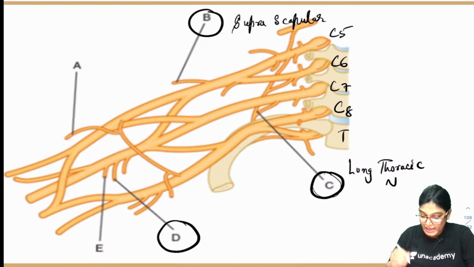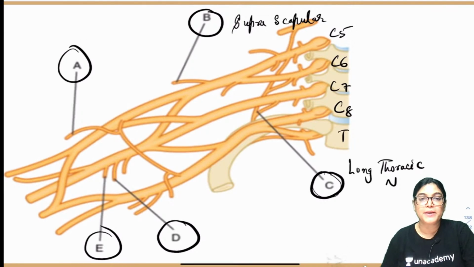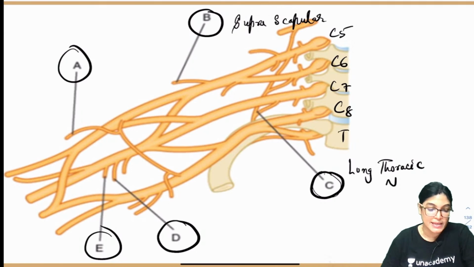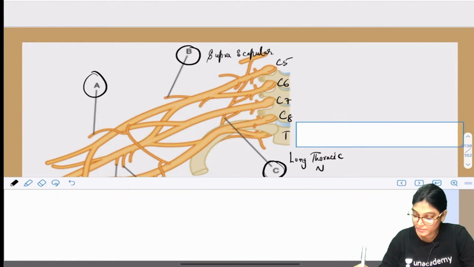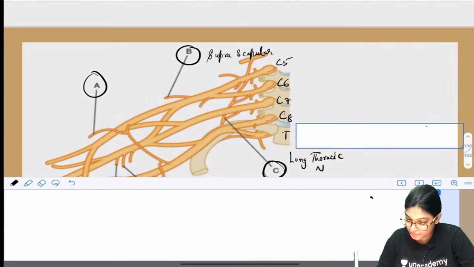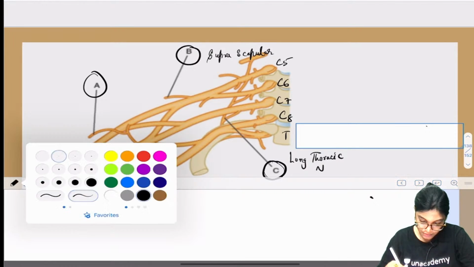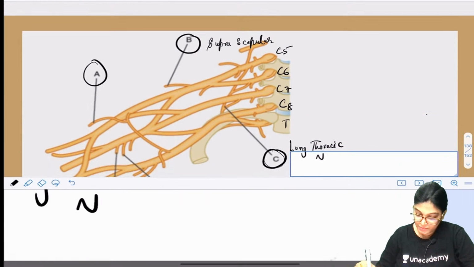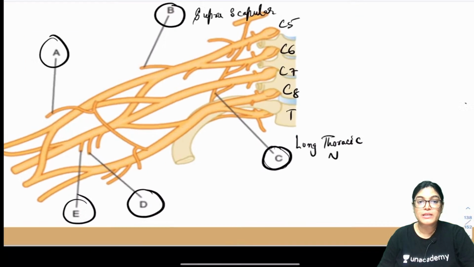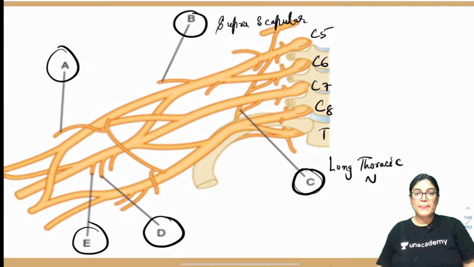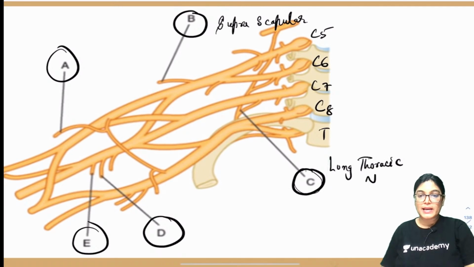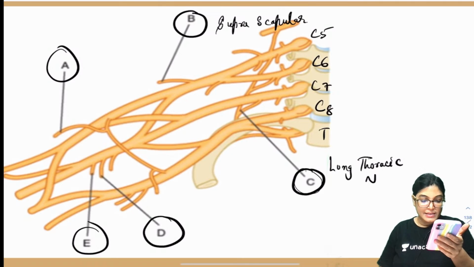What is D, what is E and what is A? All of you please try. Okay, absolutely right. Suprascapular is right. Now my question is, what is A? Let me highlight it. So yes, B and C are done. What is A? A is nerve to subclavius. No, no, no, A is not that.